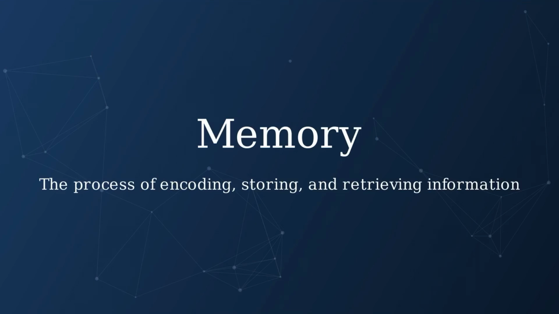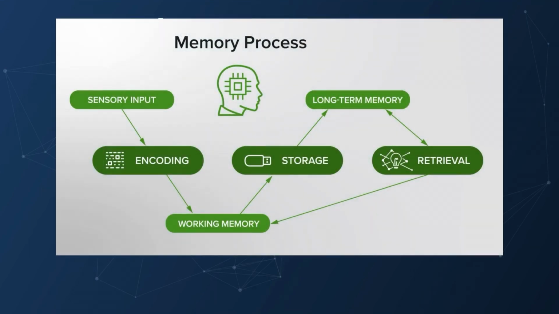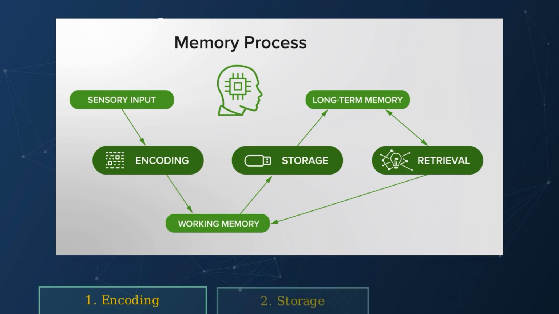Information. Let's explore the three fundamental processes of memory. First, encoding is the process of converting information into a format that can be stored in memory. It transforms sensory input into a mental representation. Storage is the second stage, where encoded information is maintained over time. This can range from milliseconds to decades, depending on the type of memory.